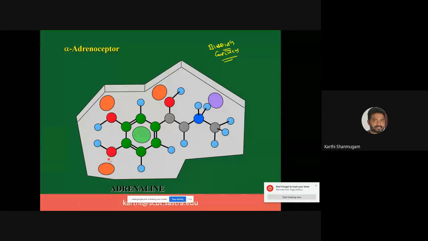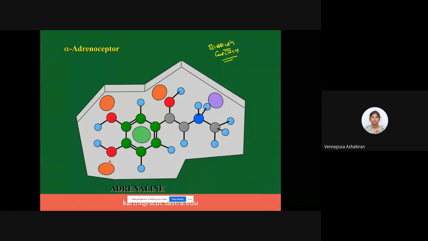Can we say here also we have binding complementarity? Yes, sir. So what is this violet color region? This corresponds to ionic interactions. Here the nitrogen atom is strongly electronegative and there is a possibility for interaction between these two groups. Can we say ionic interaction is possible here? Yes, right.